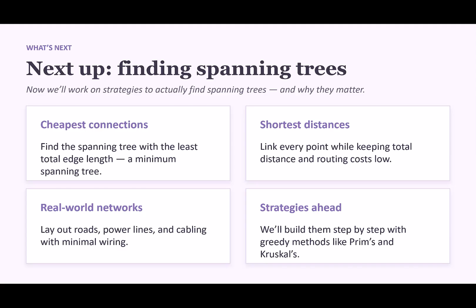In the coming lessons, we'll work on cheapest connections. That means we want to find the spanning tree with the least total edge length. We could also find a shortest distance, which means we're going to link every point while keeping total distance and routing costs low. Of course, we want to look at real-world networks like layouts for roads, power lines, and cabling with minimal wiring, and we'll look at some algorithms. Not only will we look at breadth first and depth first, we'll also look at Prim's and Kruskal's algorithms.